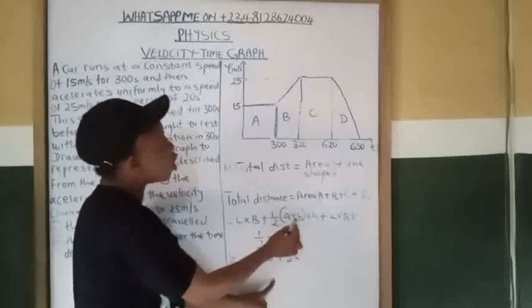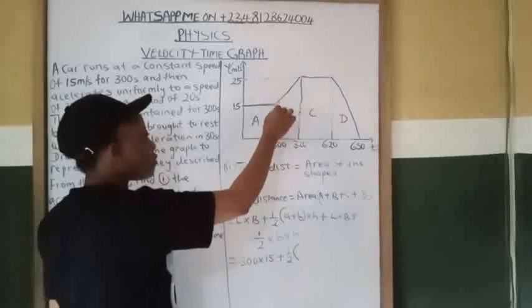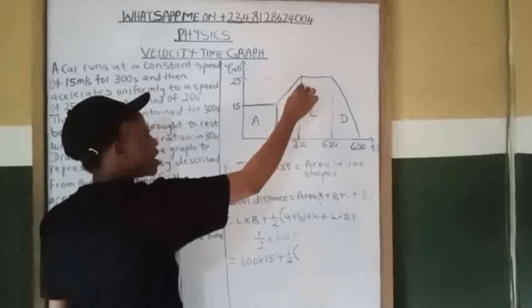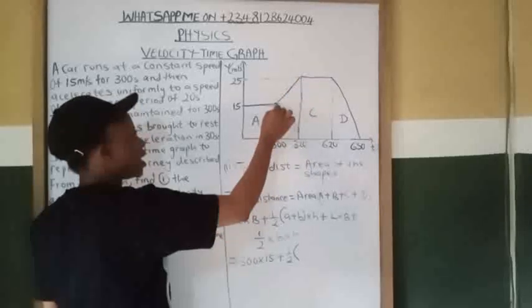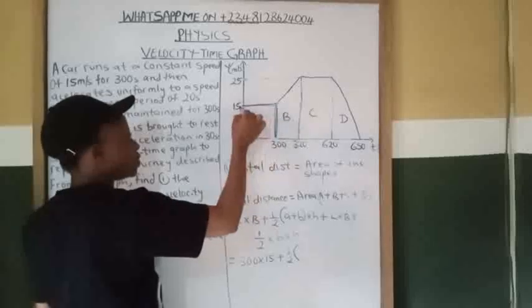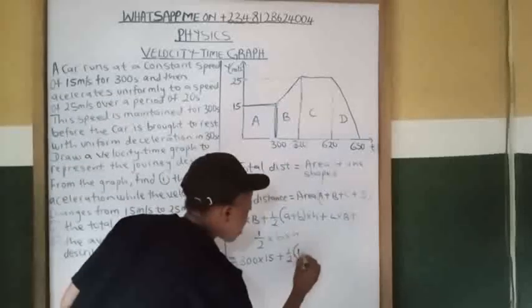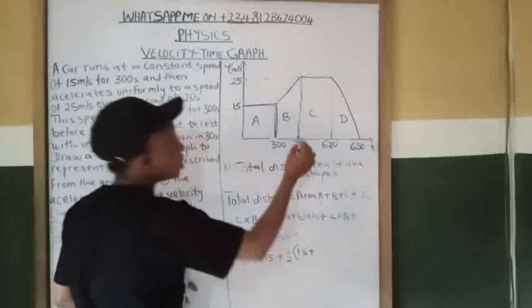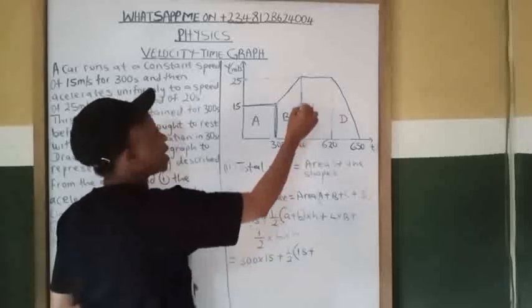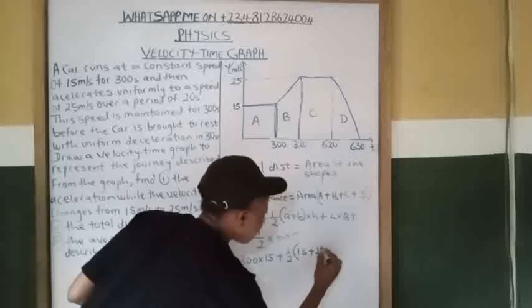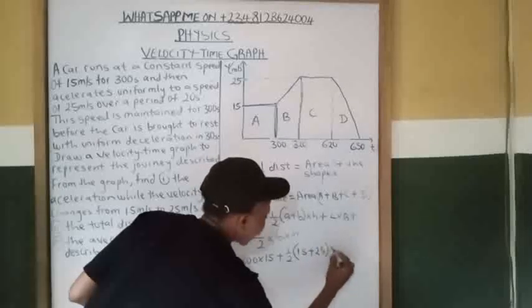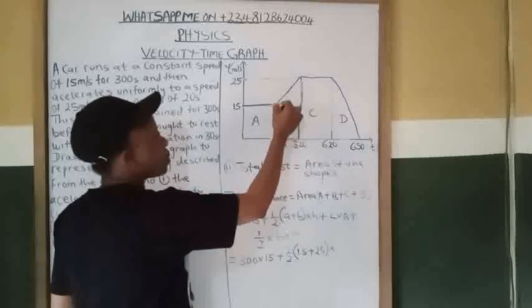parallel line and the second parallel line. This is our first parallel line. This is the second parallel line on this trapezium. So what is the length of this parallel line? From here down to this place is 15. So that is 15 plus the length of the second parallel line, which is 25. Then times the height of this trapezium.